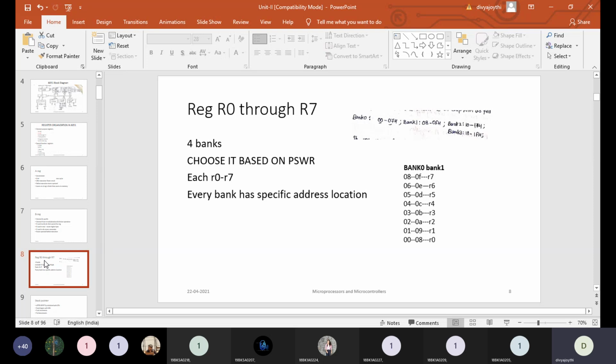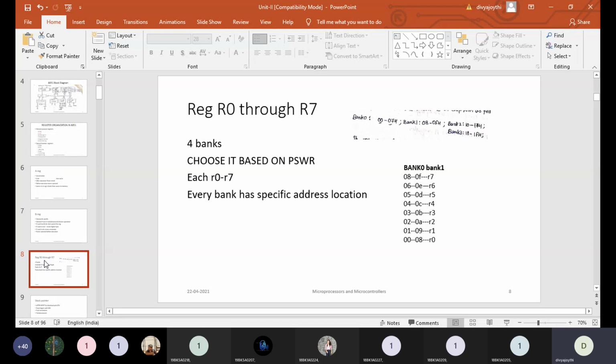So if you see the total registers available from R0 to R7, there will be 4 into 8, 32 registers starting from R0 to R7 available in the 8051 microcontroller. But all these 32 registers named R0 to R7 have been segregated into 4 banks. So we cannot use all the banks at a time. We can at a time use R0 to R7 only, but which bank of R0 to R7 we have to use will be decided by the PSW, that is nothing but a special function register.